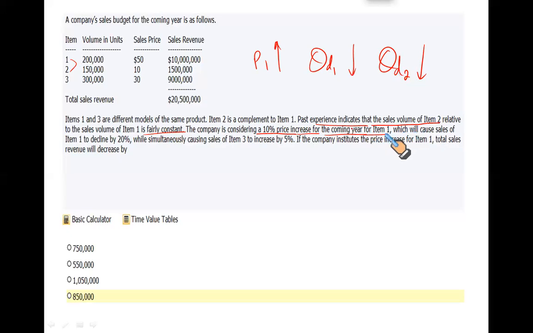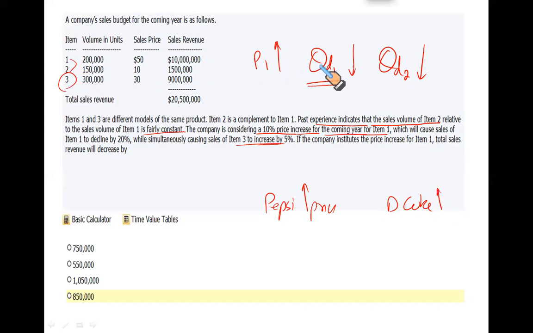Is it so here? The company is considering a 10% price increase for the coming year for item 1, which will cause sales of item 1 to decline by 20%, while simultaneously causing the sale of item 3 to increase by 5%. Let us bring item 3 into the picture. Remember, Pepsi and Coke, they are substitutes. So if the price of Pepsi goes up, people will substitute, they will purchase more Coke. The demand for Coke will go up.